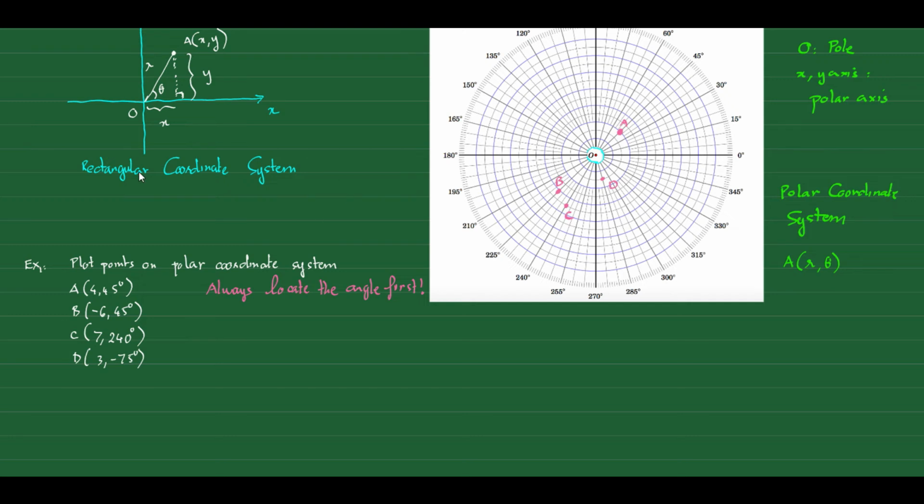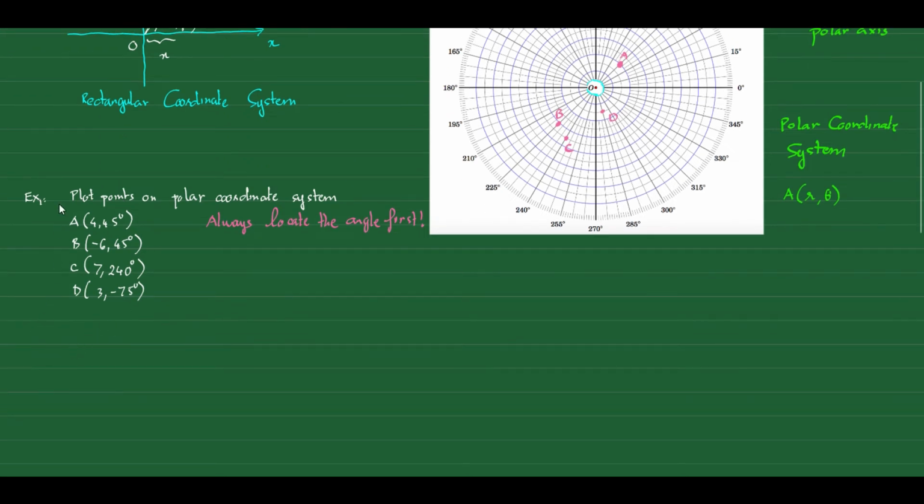Now, in the second example, what if the angle they give you is in terms of radians? So how do we do that? What if point A over here is 8 at pi over 6. Point B is 5 at 3 pi over 4. Point C is -7 at 2 pi over 3. And point D is -9 at pi over 6. Okay.